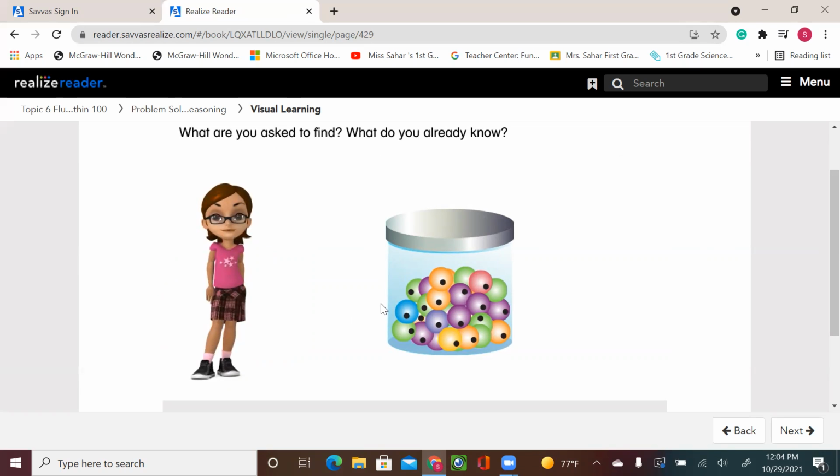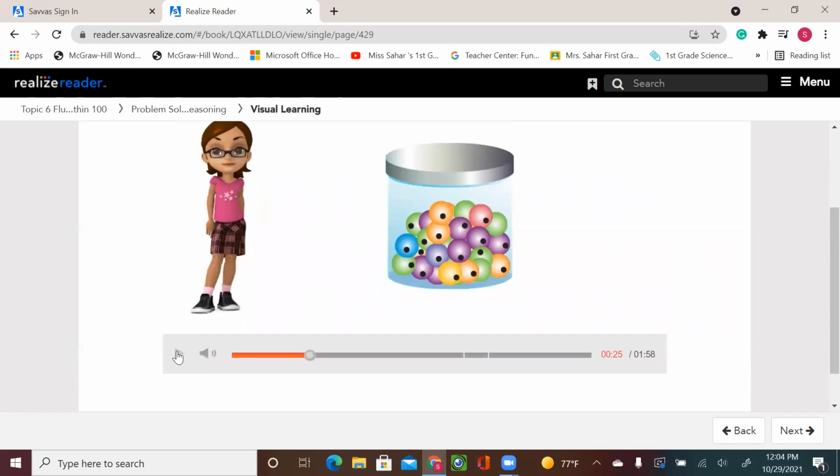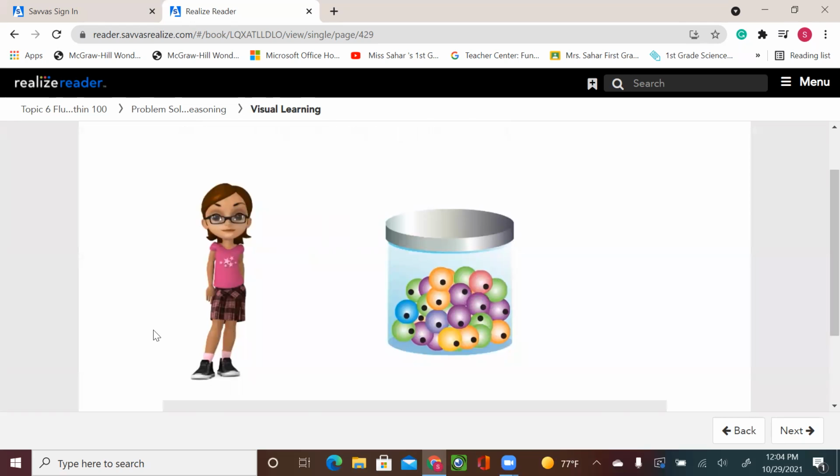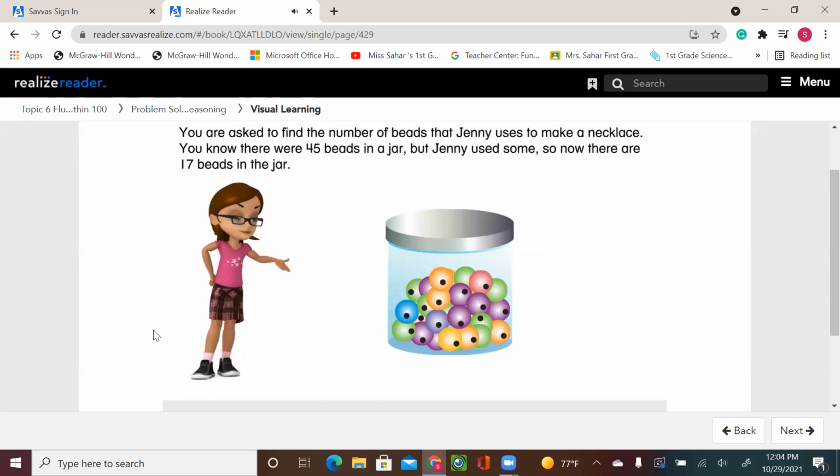We know that she has 45 beads in the beginning. We know that she used some to do some arts and crafts, a necklace, and I know that there are 17 beads left, right? You are asked to find the number of beads that Jenny uses to make a necklace. You know there were 45 beads in a jar, but Jenny used some, so now there are 17 beads in the jar.